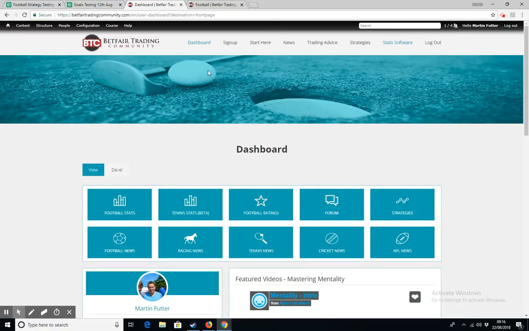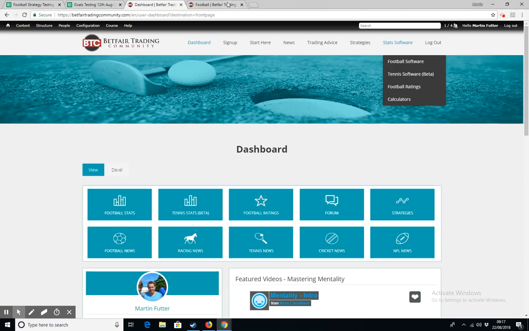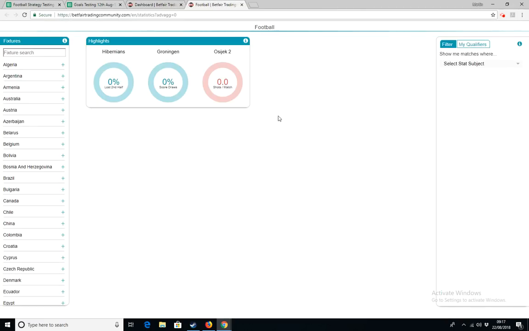So obviously, first of all, I go to betfairtradingcommunity.com, log in. And when I get to the dashboard, all I'm going to do is click Stats Software over here. You don't need to click any of the subsections that come down. Just click Stats Software because that automatically reverts to football stats. And as you can see here, I've actually already got it loaded. So I'm just going to go to that quickly. So this is what comes up, obviously.